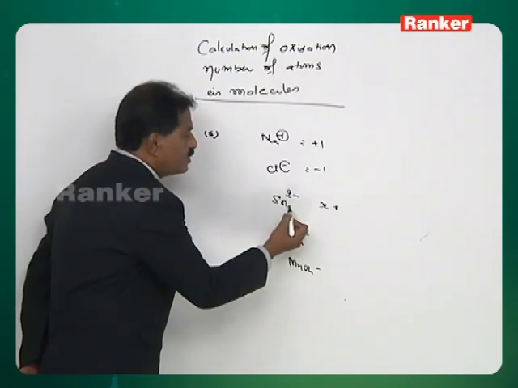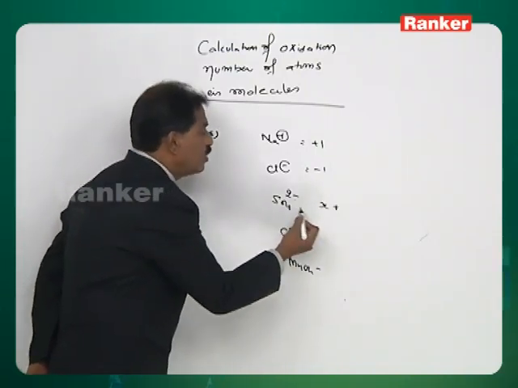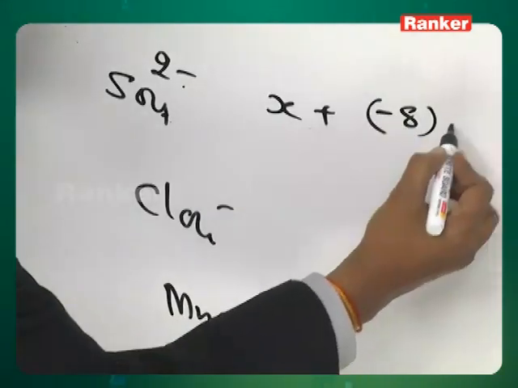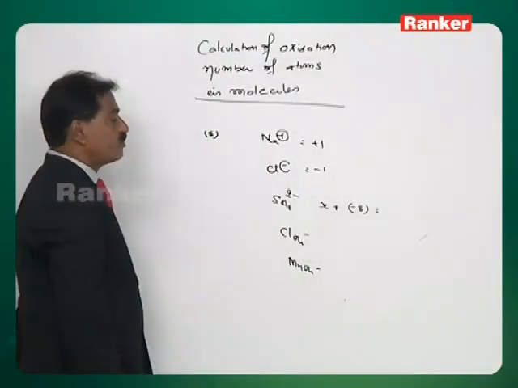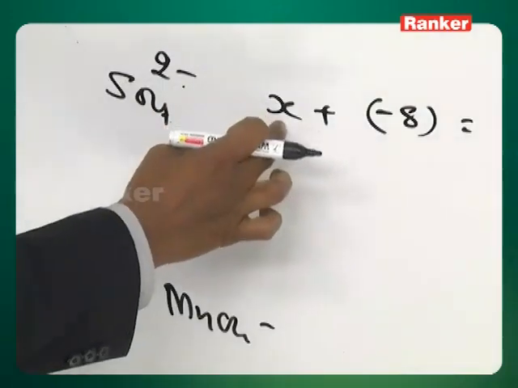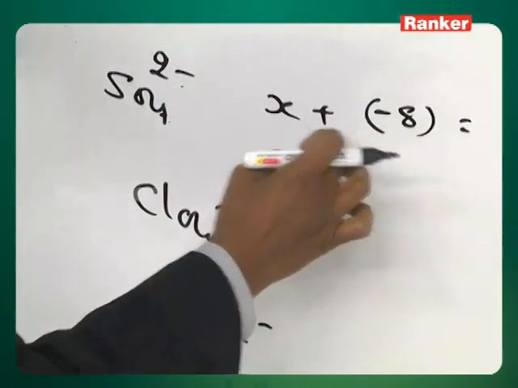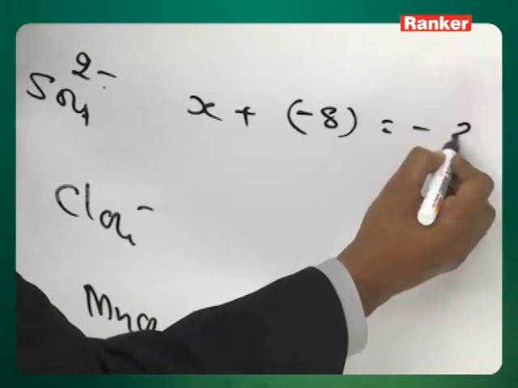So for one oxygen, if the oxidation state is -2, for 4 oxygens, what is the total oxidation state? So -8. So for sulfur, the oxidation state is X. For 4 oxygens, -8. So X plus -8 is equal to -2.